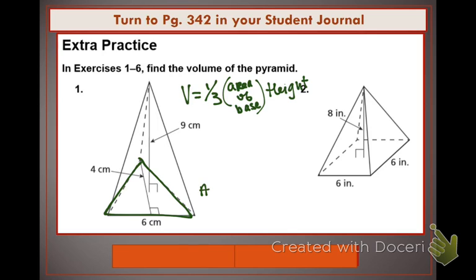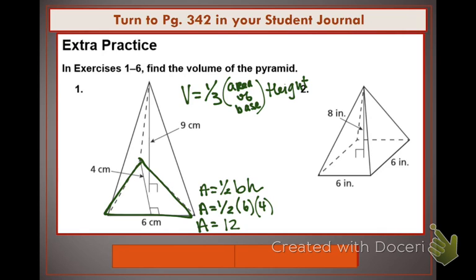So the area of this triangle is 1/2 the base times the height. You can definitely see the base here. What's the base? 6. Of this triangle, 6. And then the height of our triangle, 4. It doesn't matter what order you multiply in. Half of 6 is 3, times 4 is 12.